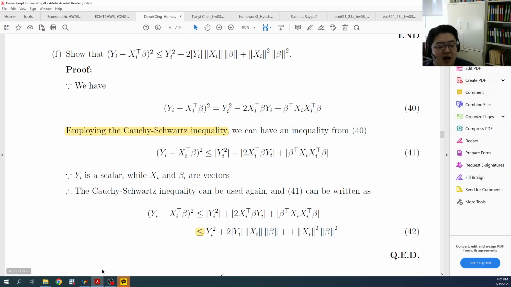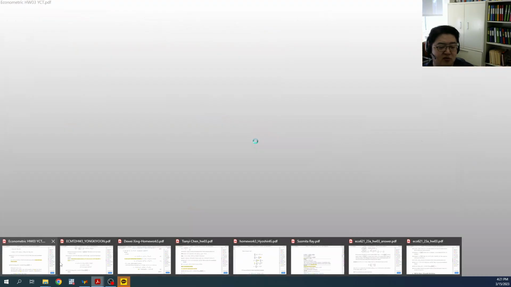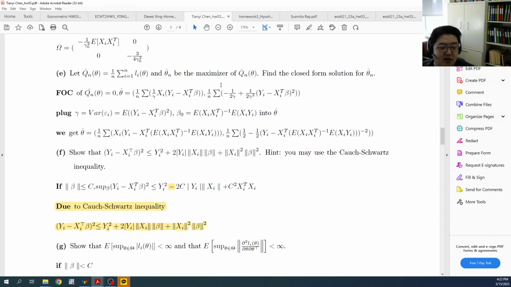So the name for this inequality is triangular inequality. So you can think that triangular inequality is about addition or subtraction, and Cauchy-Schwarz inequality is about multiplication, like this. If the inside is plus or minus, then you may want to look at triangular inequality. But in this case, multiplication, then Cauchy-Schwarz. That's a simple tip when you prove something.